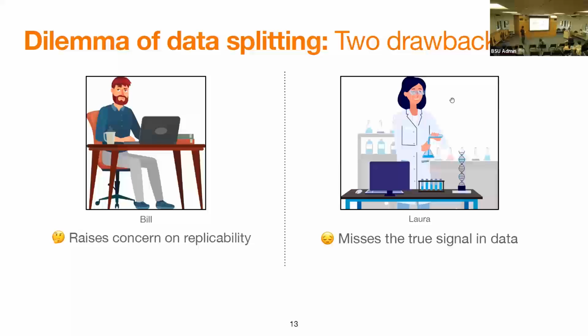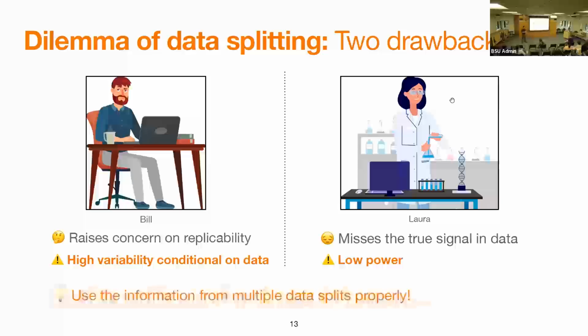On the left, we have Bill, who suffered from this replicability issue. The replicability issue is basically this extra randomness that you have left, conditioned on the data. On the right, we have Laura. There is another issue: randomized procedures typically also suffer from low power. So for the rest of the talk, I will try to propose something that addresses these 2 issues. And the idea at a high level is very simple.